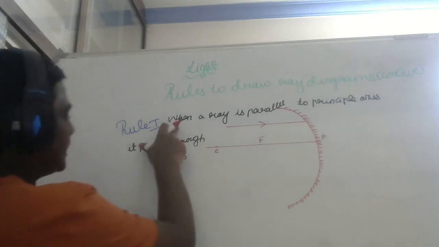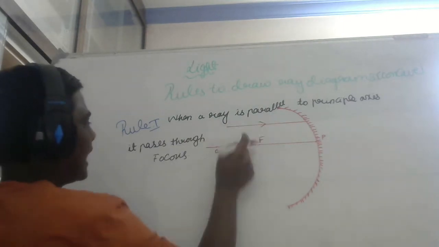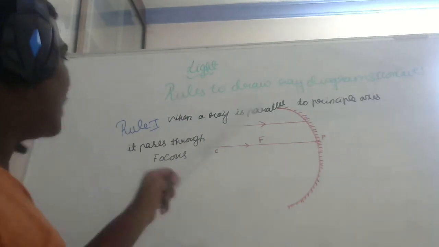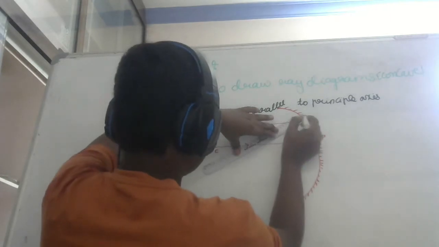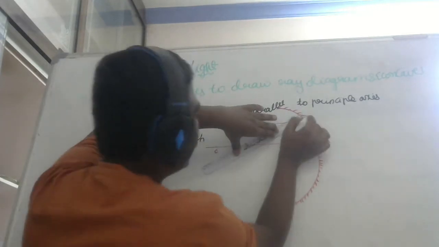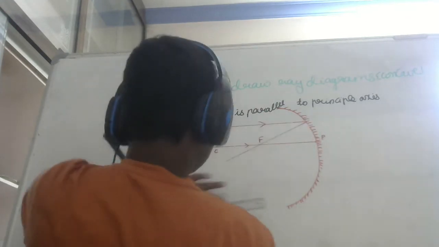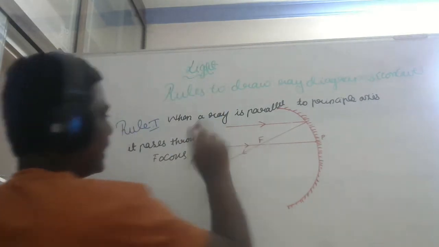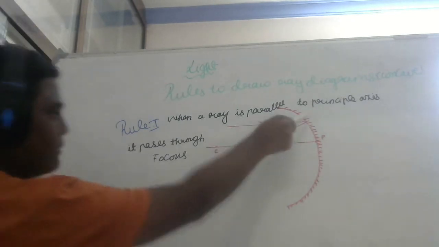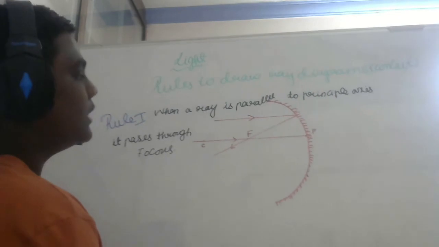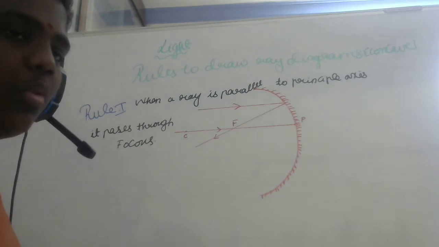And now, what does rule 1 say? When a ray is parallel to the principal axis, this is the principal axis and this is the ray. They both are parallel to each other. Then what happens? It passes through focus. So, if it reflects here, it is passing through the focus point. If a light ray is parallel to the principal axis, after striking the mirror, it passes through the focus point. I hope you've understood rule 1.